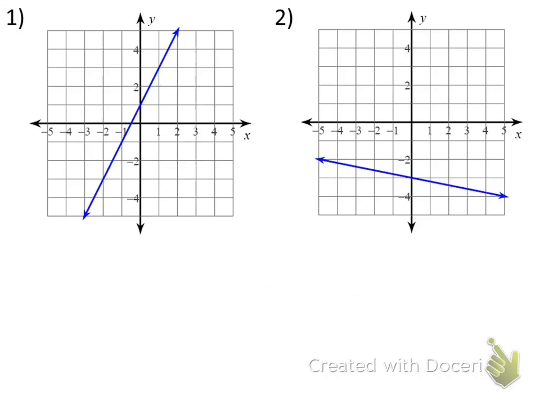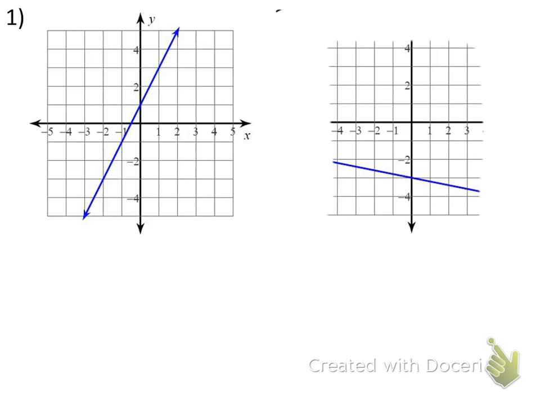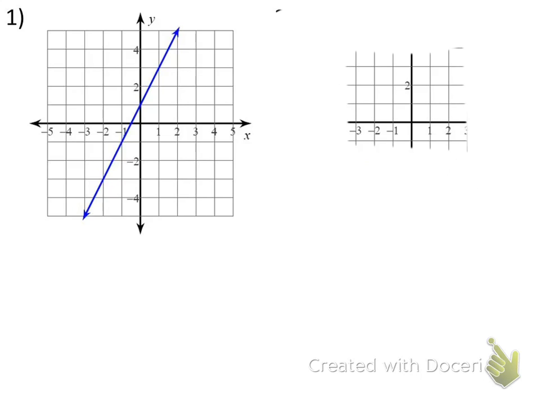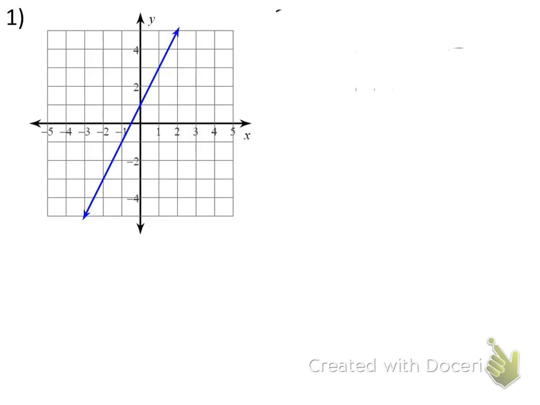Okay, numbers 1 and 2 I will do by myself. Just watch right now. Okay, number 1. Right here you can see we have a line, okay? We want to write an equation. So there's certain steps. The first step is write the equation in y is equal to mx plus b.